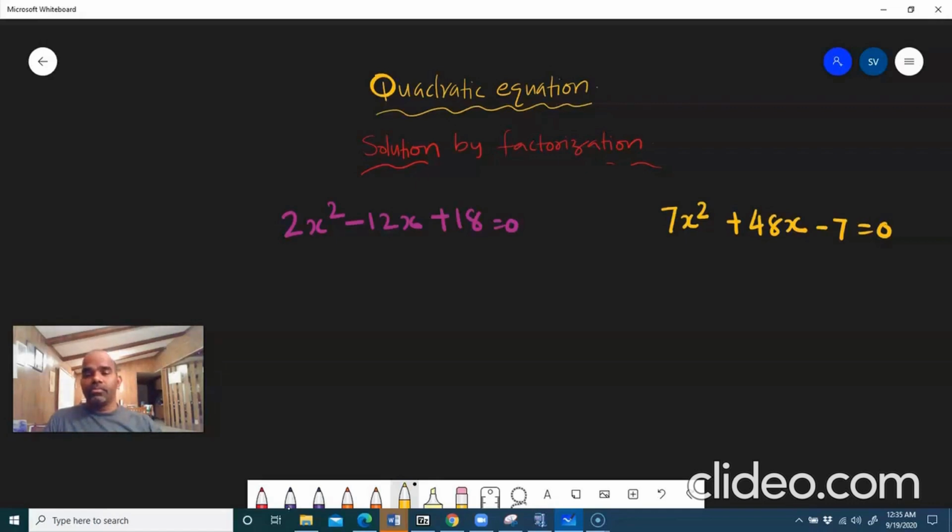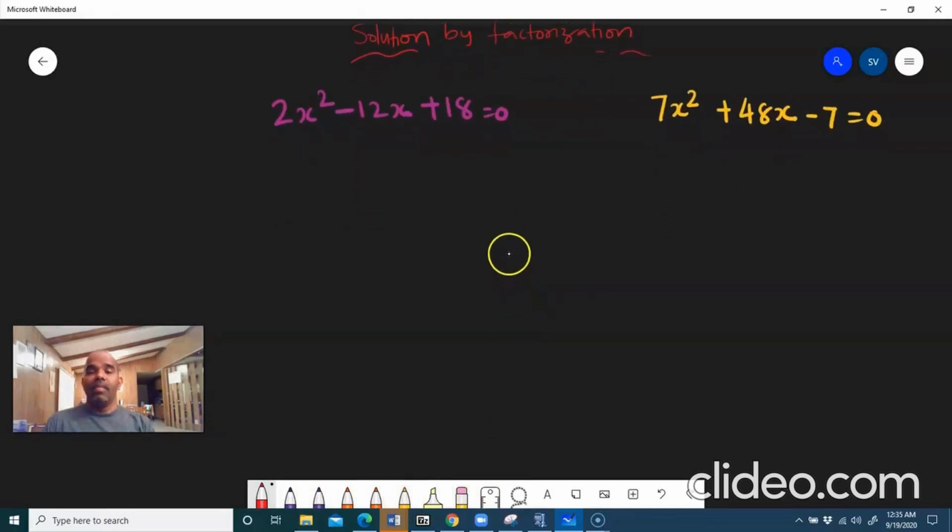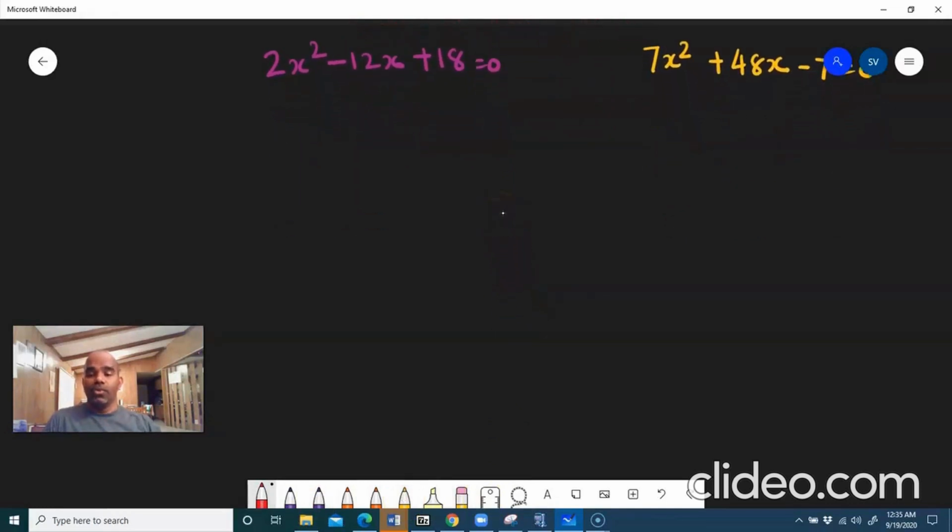So I'm going to start with the first question. It is 2x square minus 12x plus 18 equal to 0. Let me start from this.